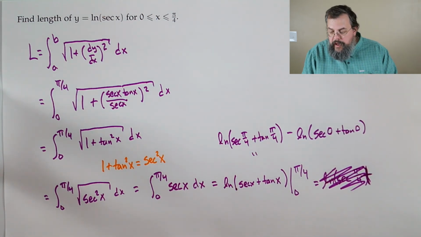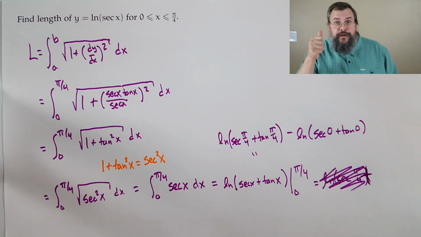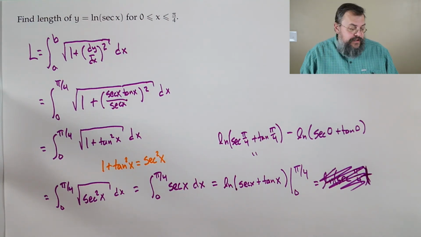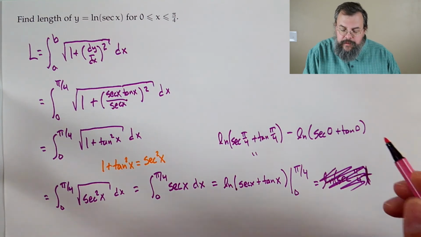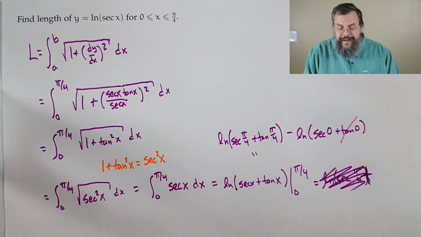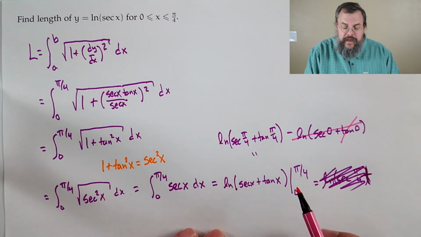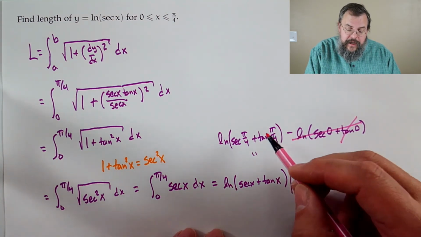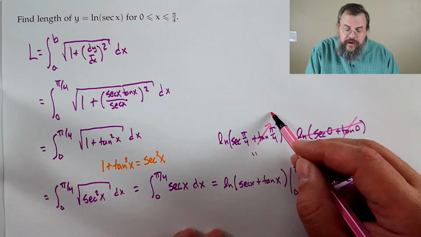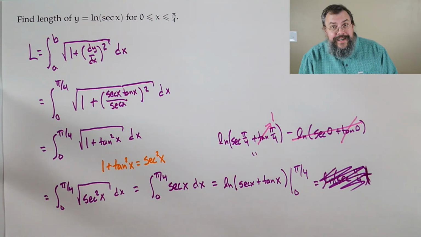Now, if we think about what's happening here, tangent of 0 is 0, which means that this term is gone. Secant of 0 is 1. Log of 1 is 0, so this whole term is gone. Tangent of pi over 4, well, that we should know. It's a very common term. We see it a lot. So that's 1, which gets us to secant of pi over 4.